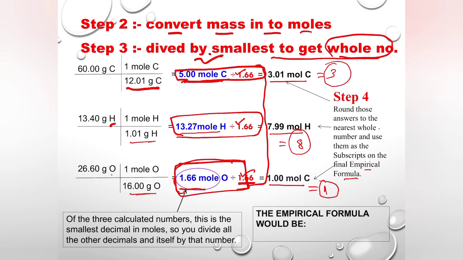The empirical formula of the given compound would be C3H8O1, which is our answer. I think if you just follow all four steps, we get our empirical formula in a very accurate manner.